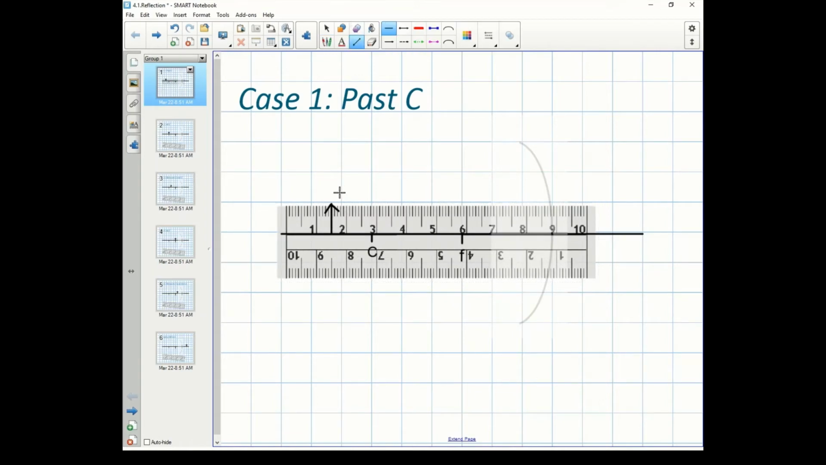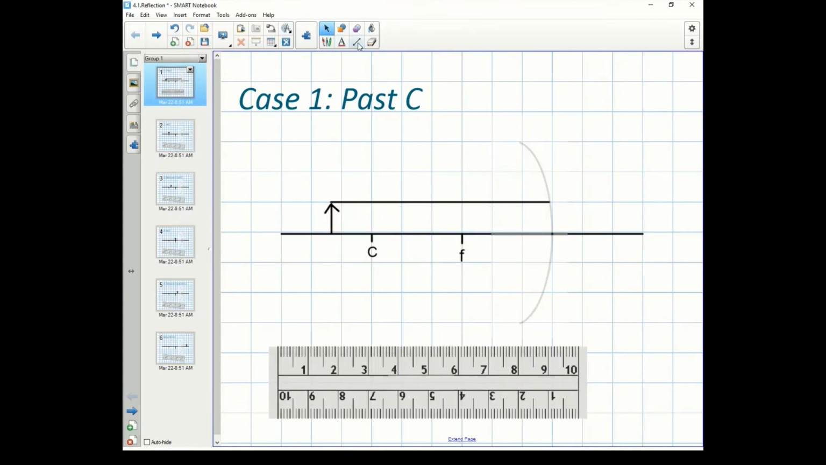So to figure out what that looks like, we're going to use a ruler, and we're going to draw a line parallel to the principal axis until it hits the mirror. I don't actually need the ruler, I'm just going to use a straight line, but you can use a ruler. And then our line is going to reflect through the focal point like that. So that's the first line of our ray diagram.